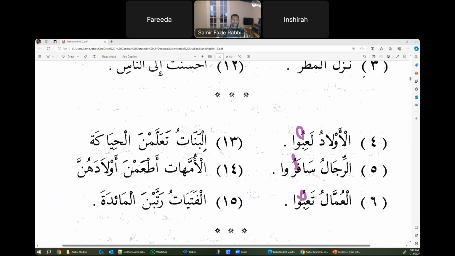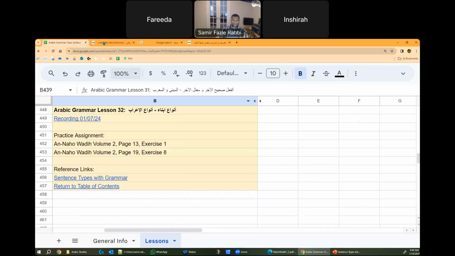And then we have al-banatu ta'allamna al-hiyaka. I don't know what hiyaka is. But the girls, they learned. Let's just look that up real quick because I'm curious.